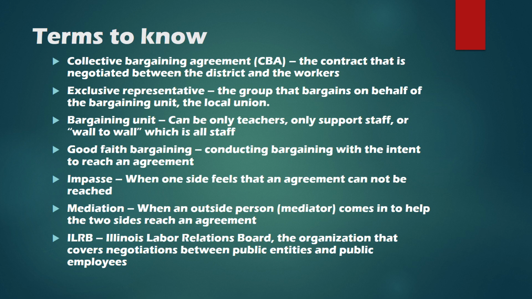Next is mediation. Often when there's been an impasse declared by one side, they will request a mediator. This is usually a federal service. Federal mediation service will come in. This will be a neutral person. One person will come in and serve as kind of the go-between between the two sides if they are at a point where they feel like they cannot progress any further.